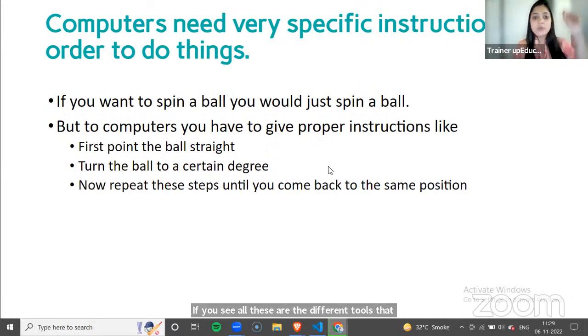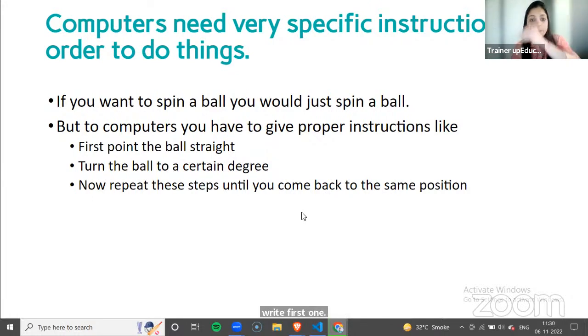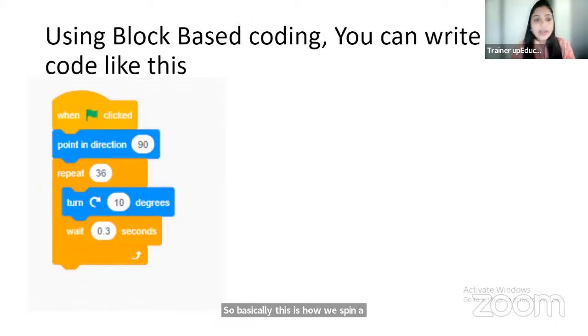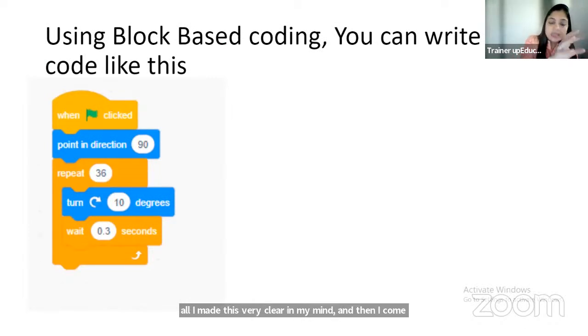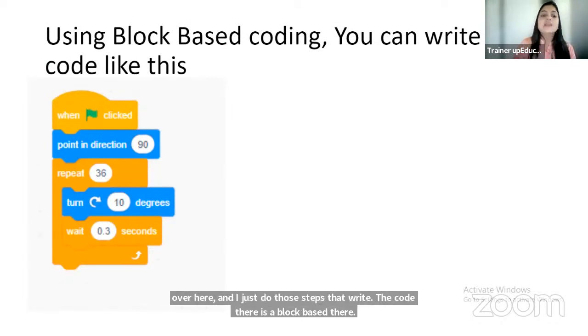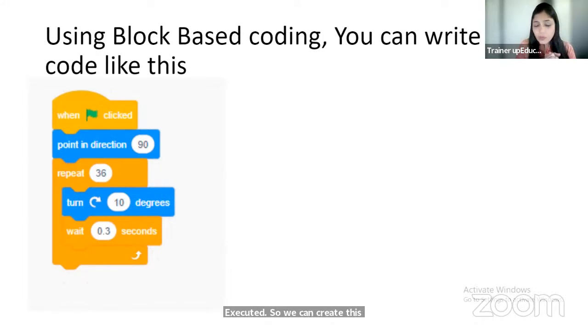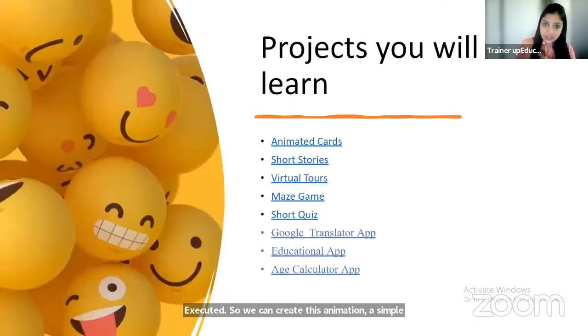So for example, if I want to spin a ball, I would first point the ball in 90 degrees, then turn the ball, and then repeat the steps until you come back to the same position. So basically, this is how we spin a ball. First of all, I make this very clear in my mind, and then I come over here and just do those steps. I write the code. There are block-based commands, and we just use them and get our program executed. So we can create a simple animation with this simple code. You can see that's how the coding works, correct?